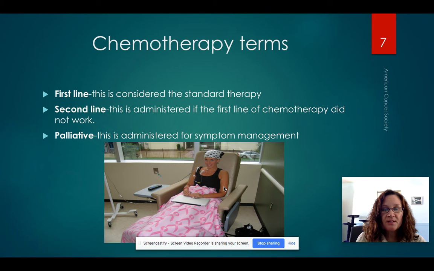First-line treatment is the standard therapy. This is the best evidence-based that there is for a certain type of cancer that will be administered first. And if that doesn't work and the patient relapses, they'll do second-line chemotherapy.